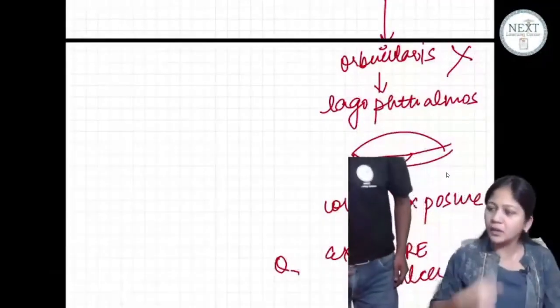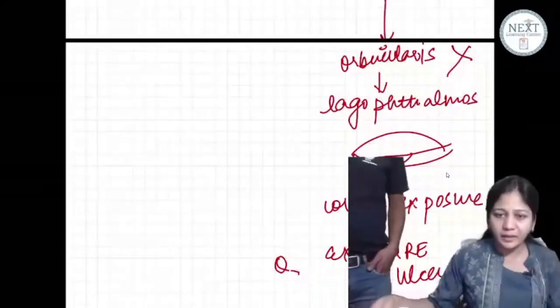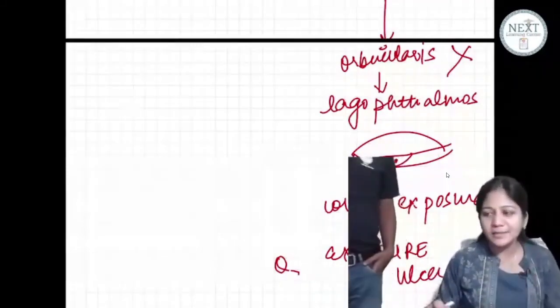Talk, okay. Okay, is there any problem? Is this neuroparalytic ulcer clear?